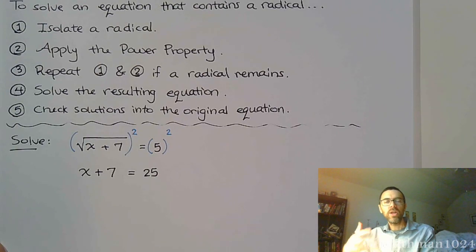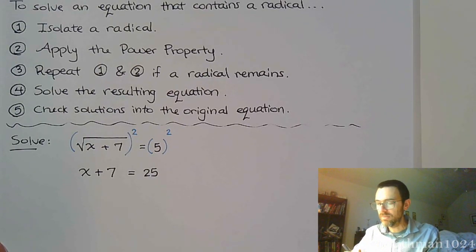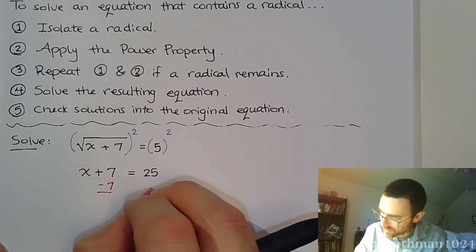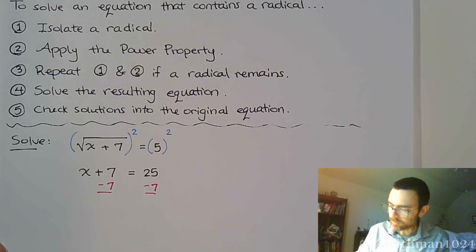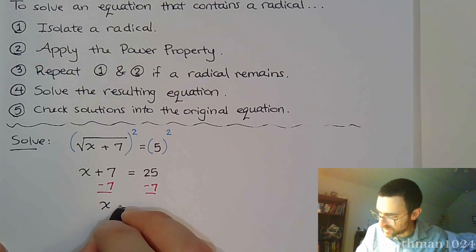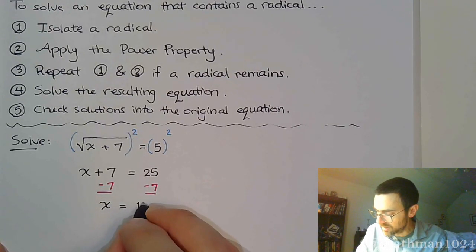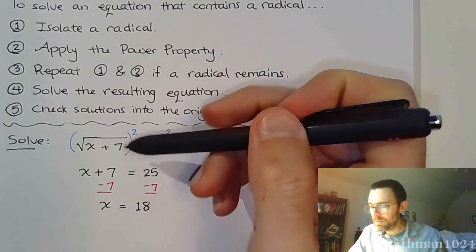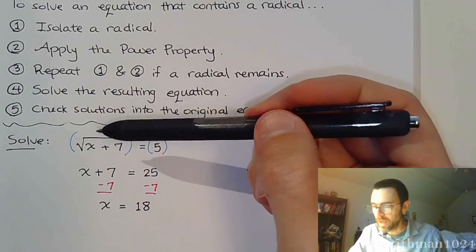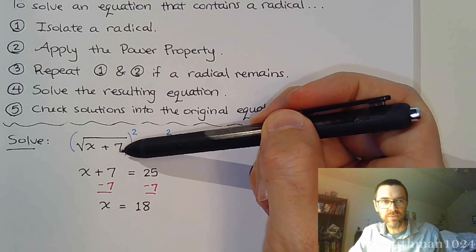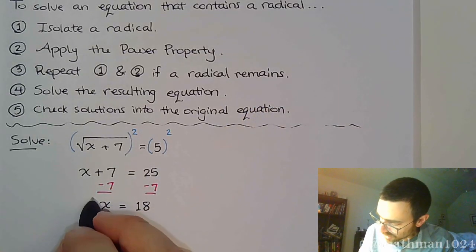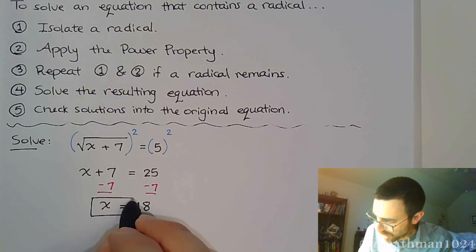Now that the radical is gone, we identify that we have a linear equation, and we solve this just by subtracting 7 on both sides. So x is equal to 25 minus 7, which is 18. Take a moment to check your work. Plug 18 back into the original equation. So 18 plus 7 is 25, and the square root of 25 is 5. Yep. So it works out. No problem at all.